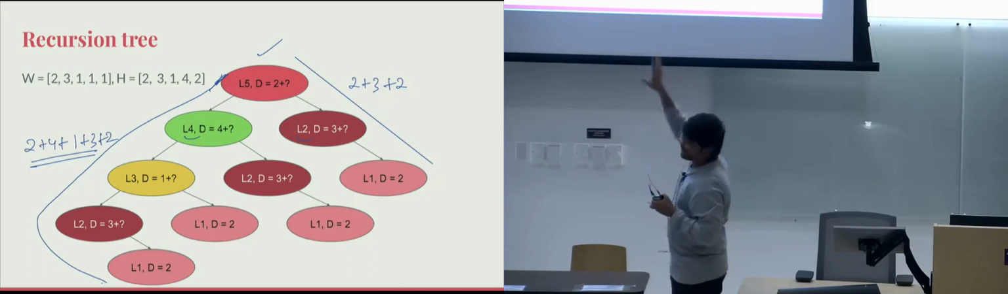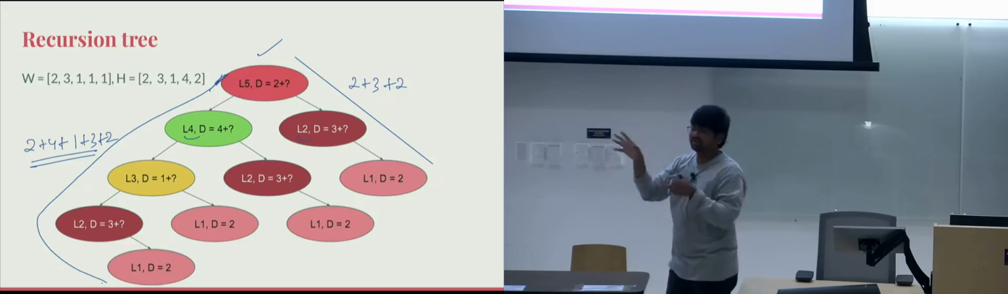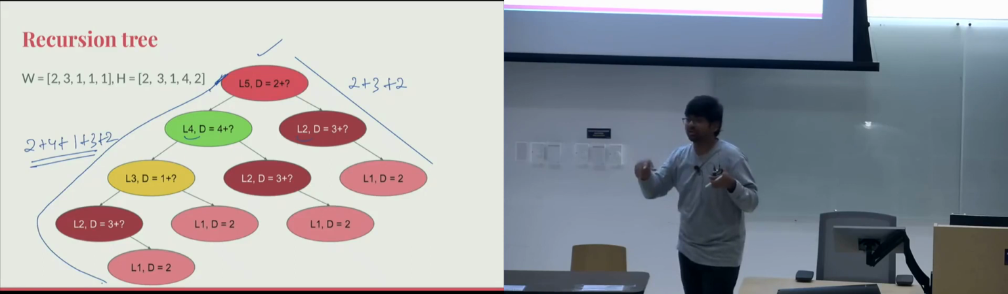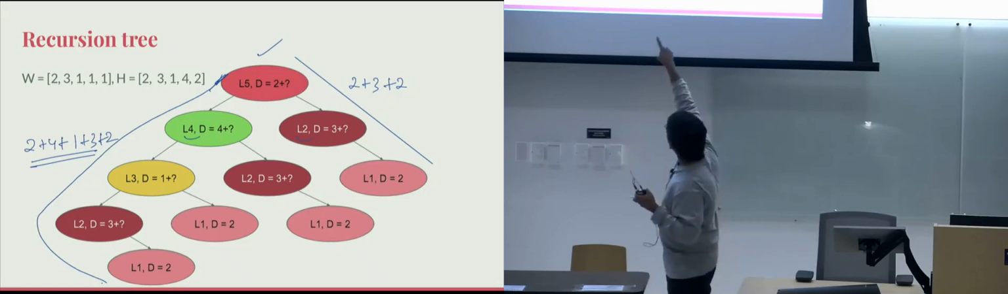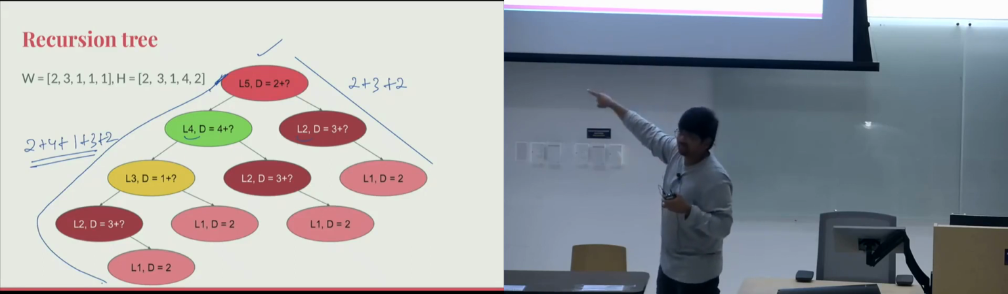So right now we know that 2 is definitely going to be there, but the rest of the terms we don't know. So we just put a question mark there, and that question mark is solved by the branches that come below it. Okay.